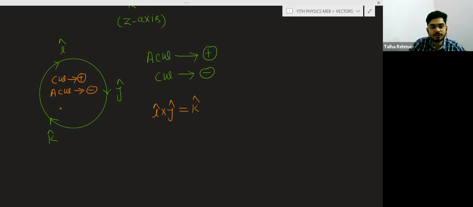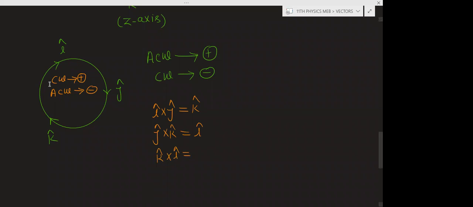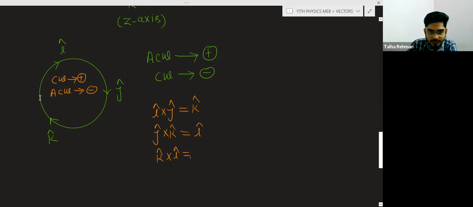Suppose you want to find J cross K. So J, K and I going in the same direction. So your answer will be I cap. Suppose you want to find K cross I. What will be the answer of K cross I? J cap. This is K and you are going in the clockwise direction, K to I, and this is J. So this will be J cap.